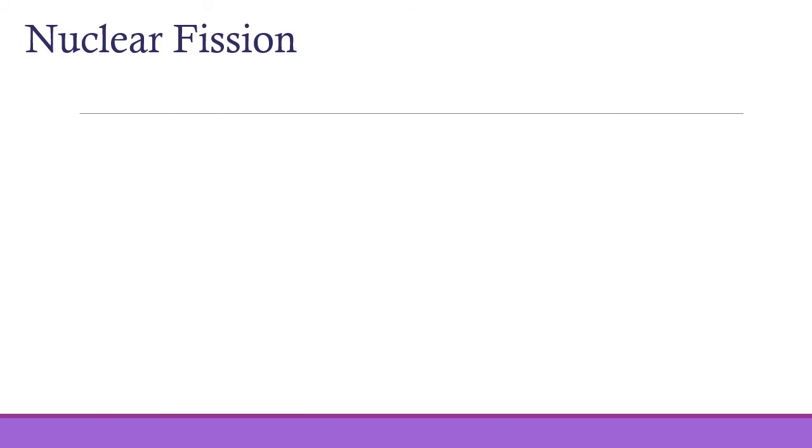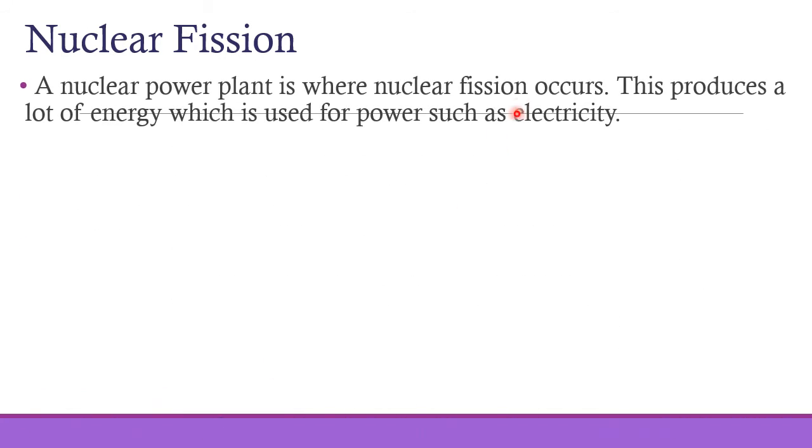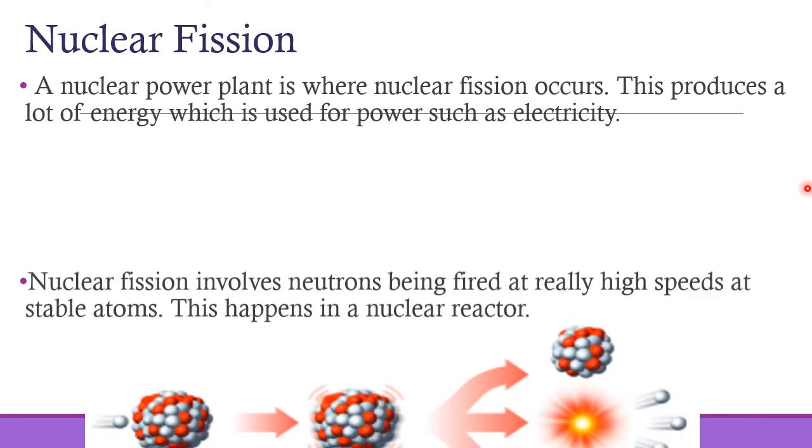Now, nuclear fission. A nuclear power plant is where nuclear fission occurs, and I didn't expect you to include that in your answer. But what I might have expected to see is that nuclear power plants are involved in the production of power. Nuclear fission produces a lot of energy which is used for power, such as electricity. And this is what happens within nuclear power plants and nuclear reactors.